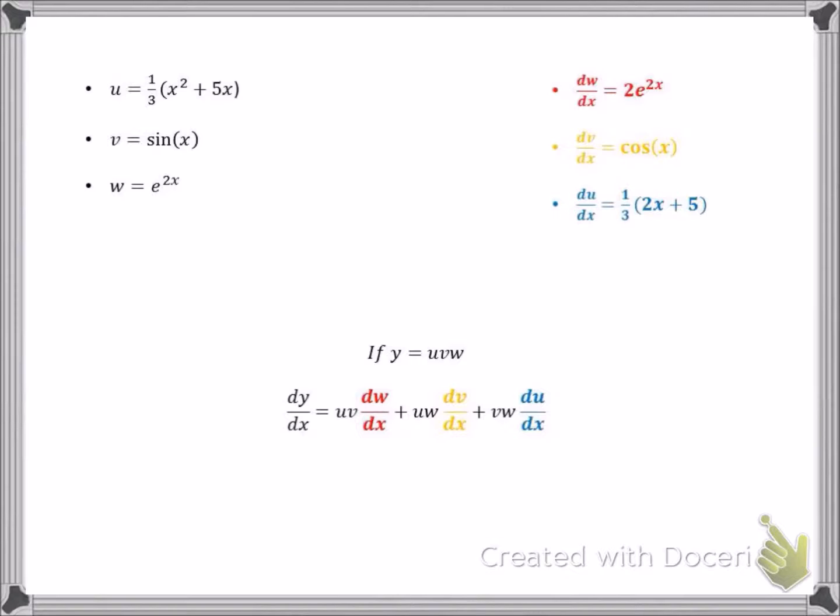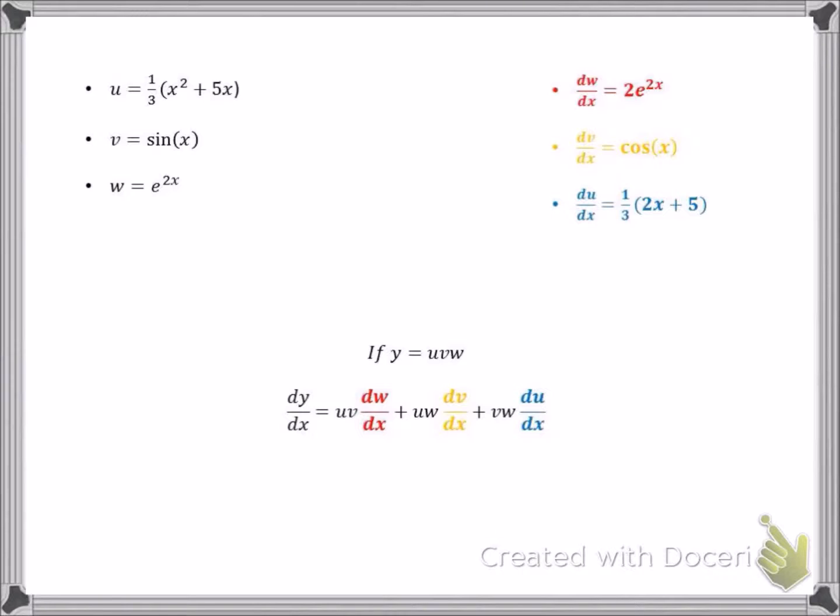So let us just recap what we've done so far. We established our three functions, which were u, v, and w, and then we found the derivatives of each. We found dw/dx, dv/dx, and du/dx. And remember our product rule for three functions was: if y equals uvw, then dy/dx equals uv dw/dx plus uw dv/dx plus vw du/dx.